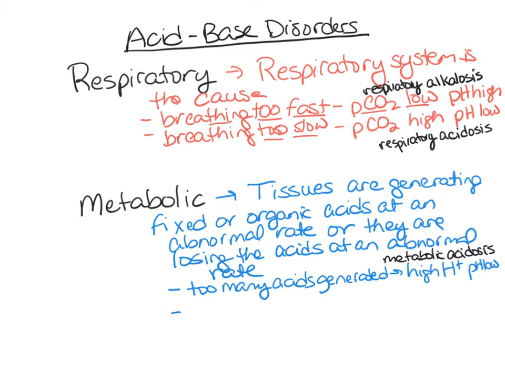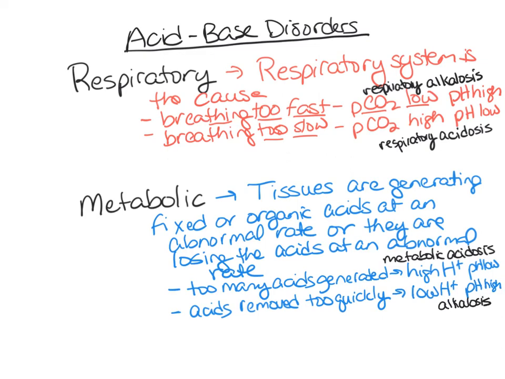If, on the other hand, they're getting rid of acids too quickly, for instance, if they're vomiting and have diarrhea and they're getting rid of these acids at a very high rate, then acids are removed too quickly from the body, so they don't have enough acids in their extracellular fluid, so they have low hydrogen, and that means that their pH is high. If their pH is high, that means they have an alkalosis. And because they're just losing too many acids, too many hydrogen ions too quickly, that is a metabolic problem. So then it's a metabolic alkalosis.